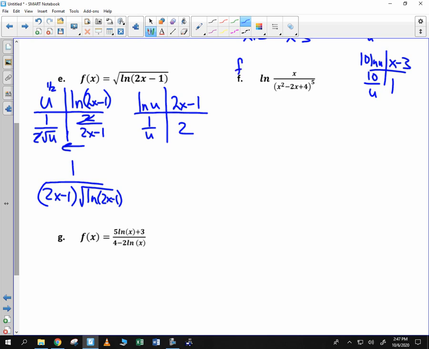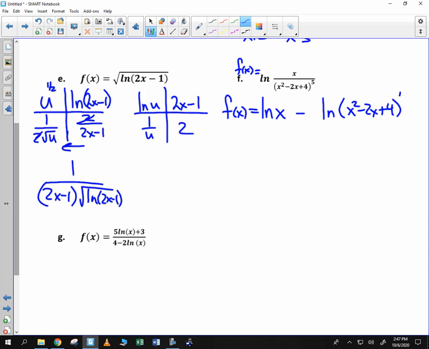Letter F should say f of x as well. Notice we have division. And when you have division, you can go ahead and rewrite the function in 2 parts. Again, I'm not going to take the derivative yet. I'm simply going to rewrite it. Natural log of x minus the natural log of x squared minus 2x plus 4 to the 5th power. So no derivative, just rewriting it. I'm going to rewrite it again. Natural log of x minus 5 natural log of x squared minus 2x plus 4.